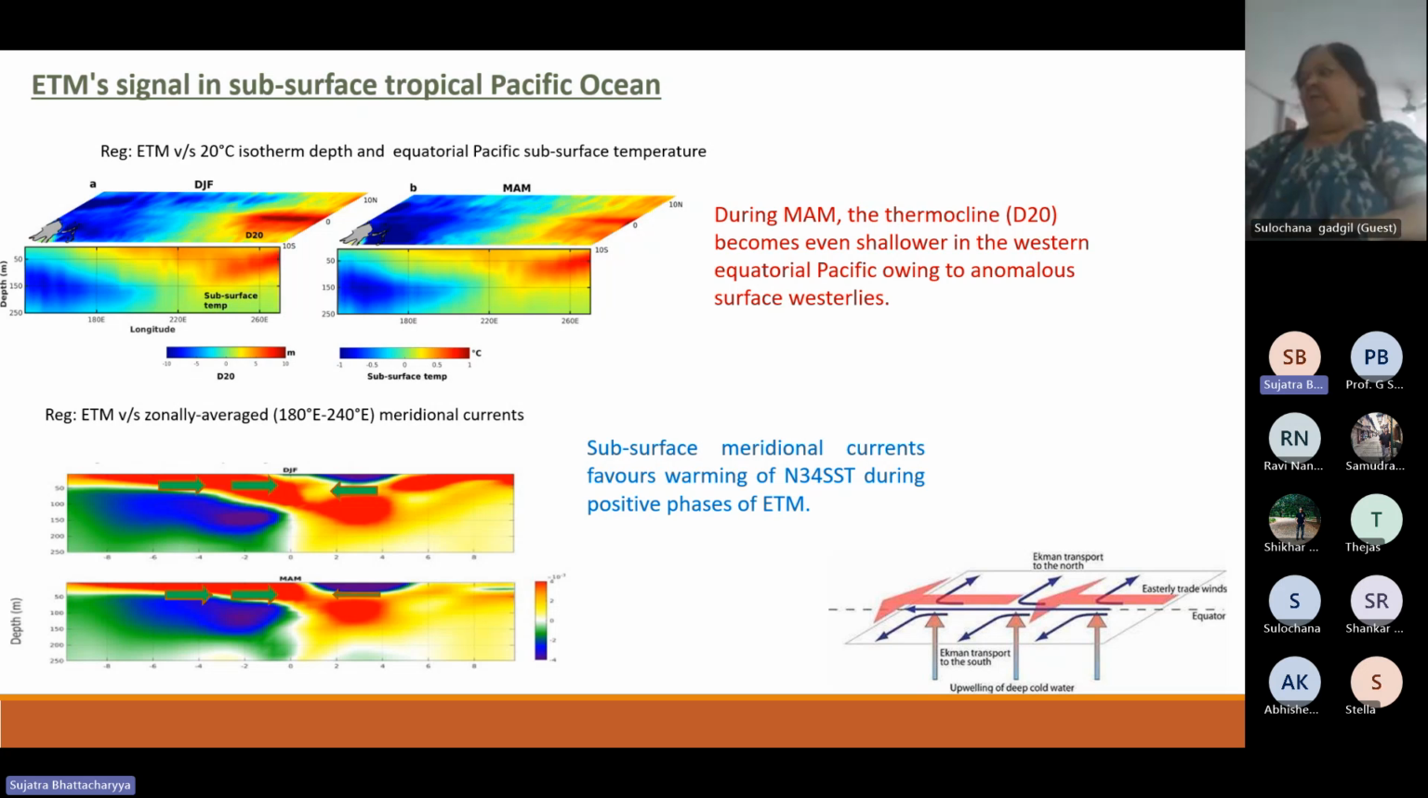But since now the easterly winds are weak, the meridional currents are not away from the equator, but towards the equator. These are the surface meridional currents. This is latitude, sorry, that's not very visible, but from 10 south to 10 north. We see from both hemispheres, this positive value means it goes toward the equator, and this negative also means it goes toward the equator. That means it is not allowing the upwelling of the cold water during the positive phase of ETM. If the cold water in the subsurface is not able to come to the surface, your SST will warm. So the ETM signal is there on the surface as well as the subsurface.